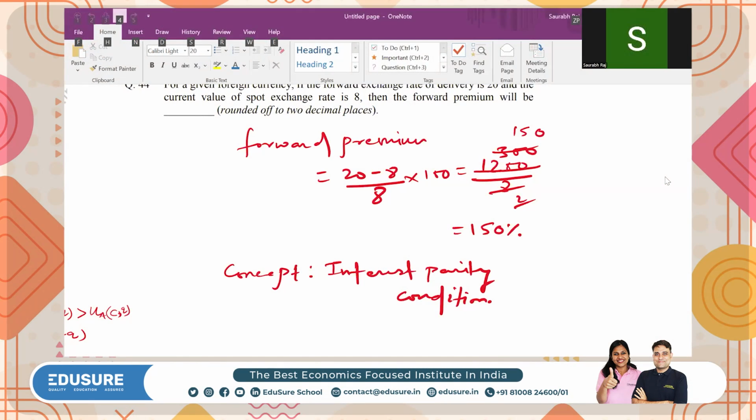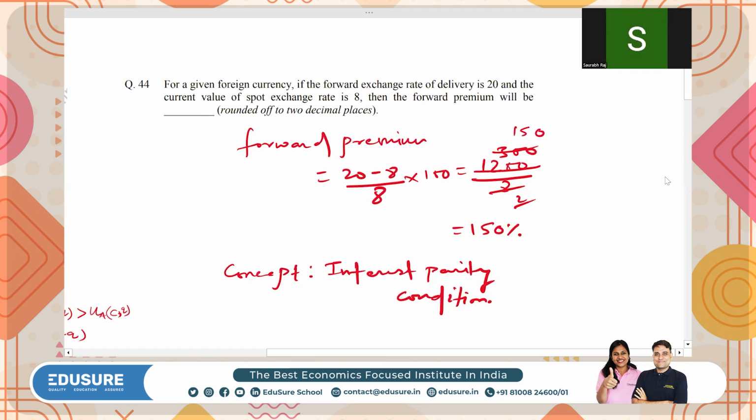Hi everyone. So this question is asked in GATE exam, GATE 2024. So question number 44. So we are given that forward exchange rate of delivery is given as 20 and the current value of spot exchange rate is given as 8. Okay. So we have to figure out the forward premium.